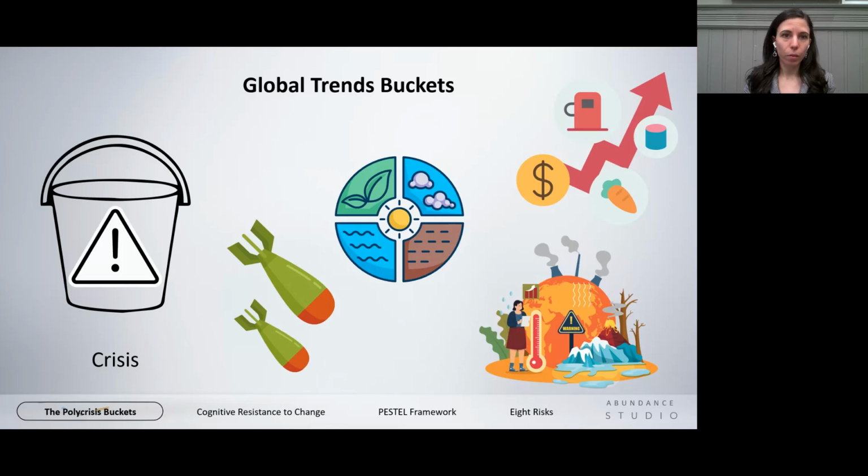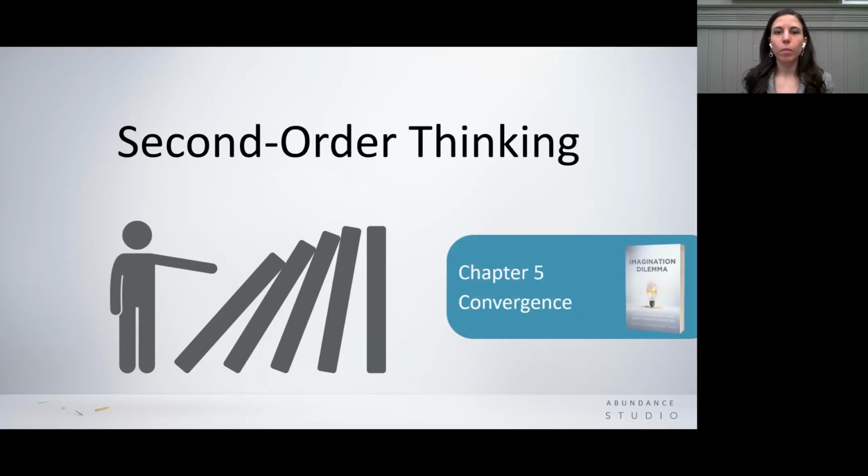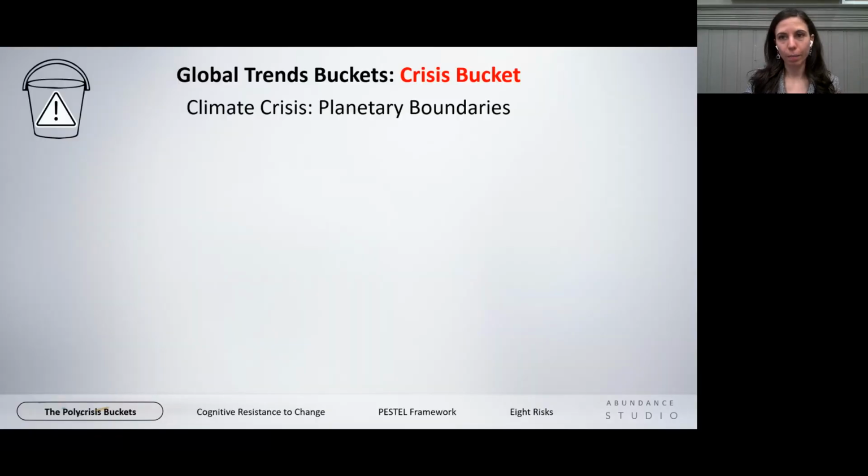And one of the ways I like to understand these crises is not just from what they do directly, but also indirectly. In that sense, second order thinking is really valuable. So what is the one domino that hits the next domino that hits the next domino? And this is something that I'll get into in depth in chapter 5, so webinar 5, which is about the convergence of technologies. So just a little heads up.